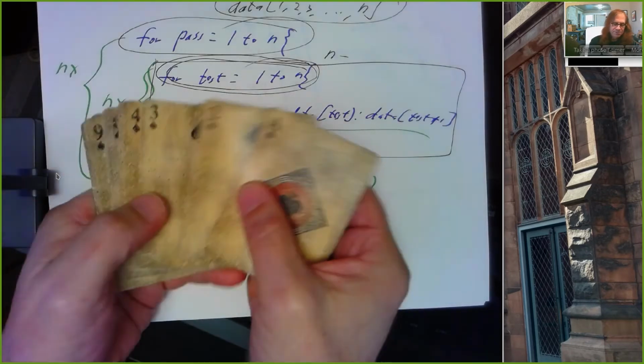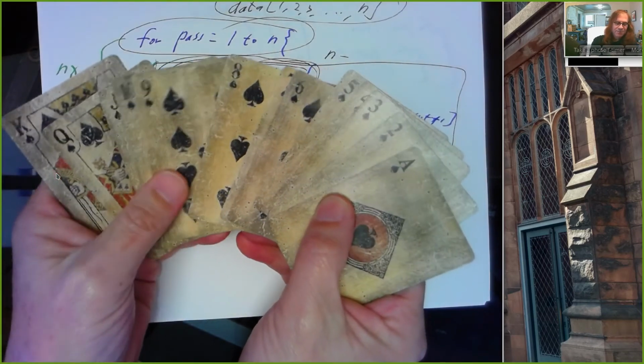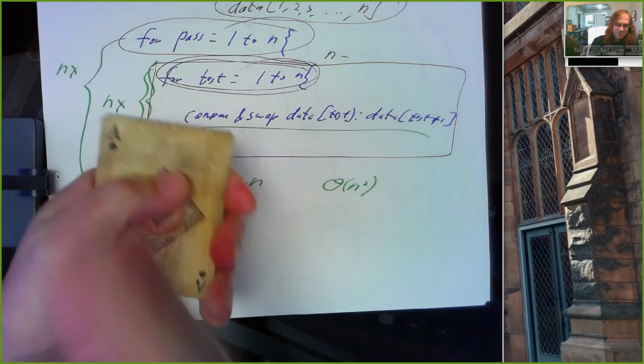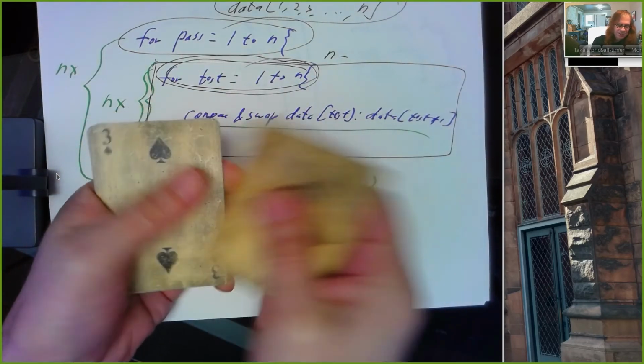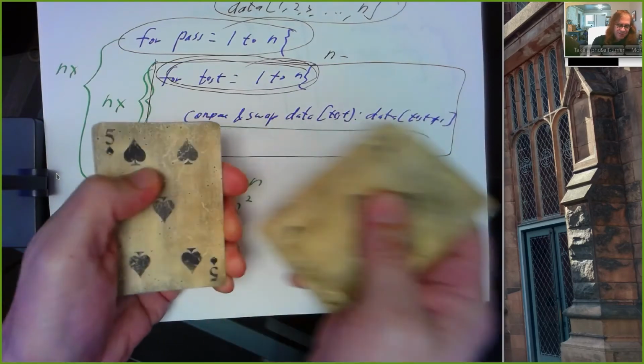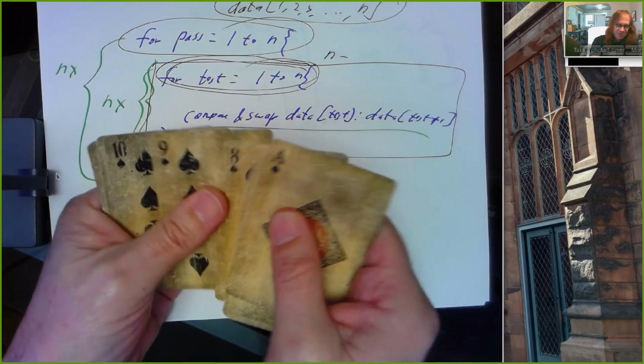All right. So here's your data, and maybe we've only done 4 passes, and our data happens to be sorted. So what happens on our next pass? We compare 1 to 2, that's smaller. 2 to 3, that's smaller. 3 to 4, smaller. We do all of these comparisons, and we never end up swapping anything.